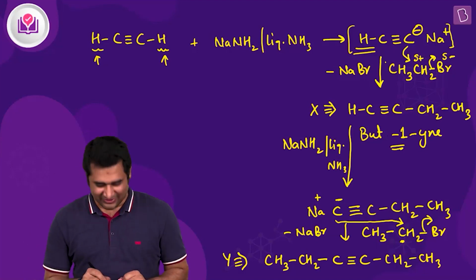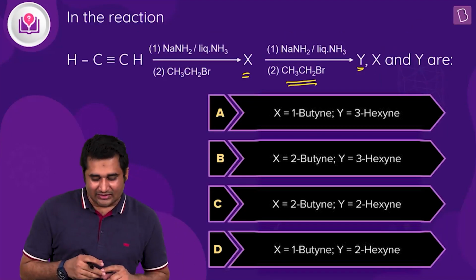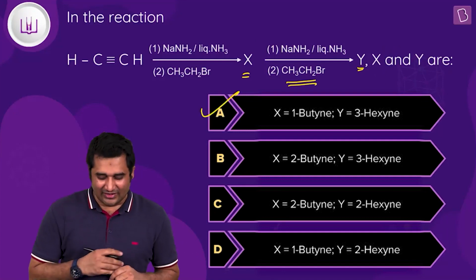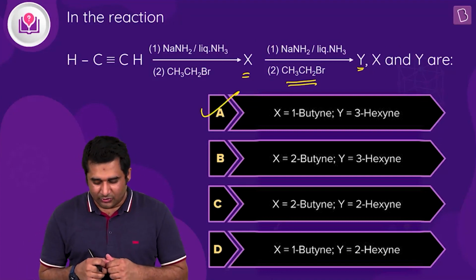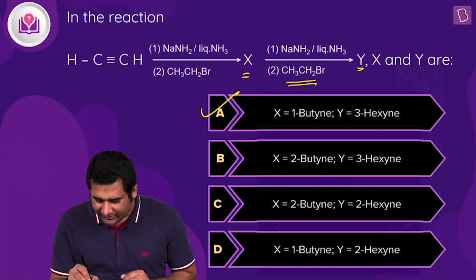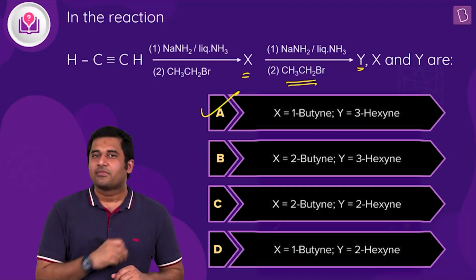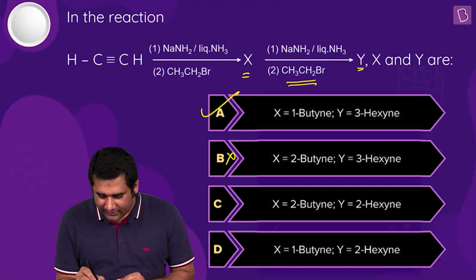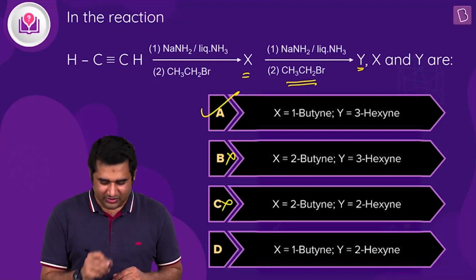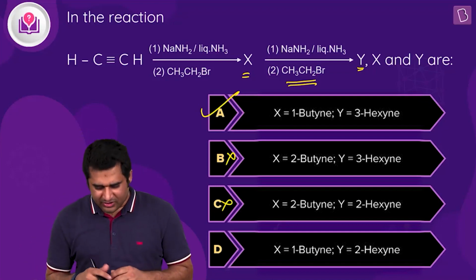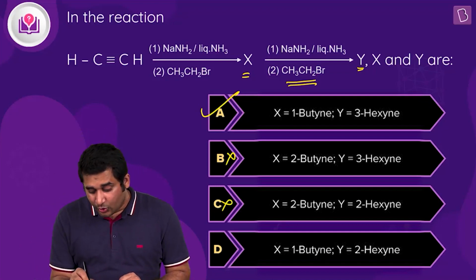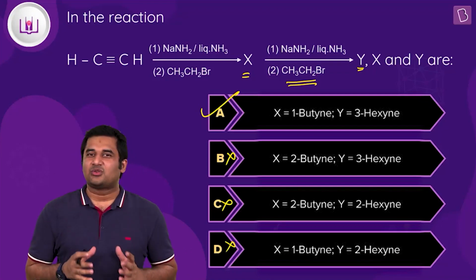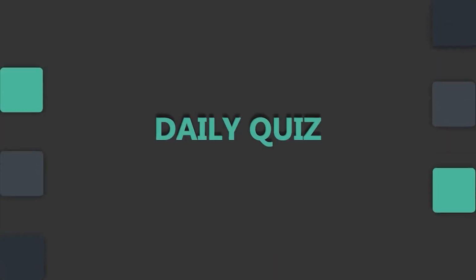Let's now match with the options. Option A says X is 1-butyne and Y is 3-hexyne. Precisely the correct answer. So this is right. Option B says X is 2-butyne, Y is 3-butyne. For Y it is definitely right, but for X it is not correct. Therefore, option B is not the right answer. Then option C: X is 2-butyne, which is wrong itself, isn't it? So option C cannot be the right answer. Moving to option D, it says 1-butyne, which is correct, and 2-hexyne, which is not correct, which means option D also cannot be the answer. So the only answer to this question is option A.